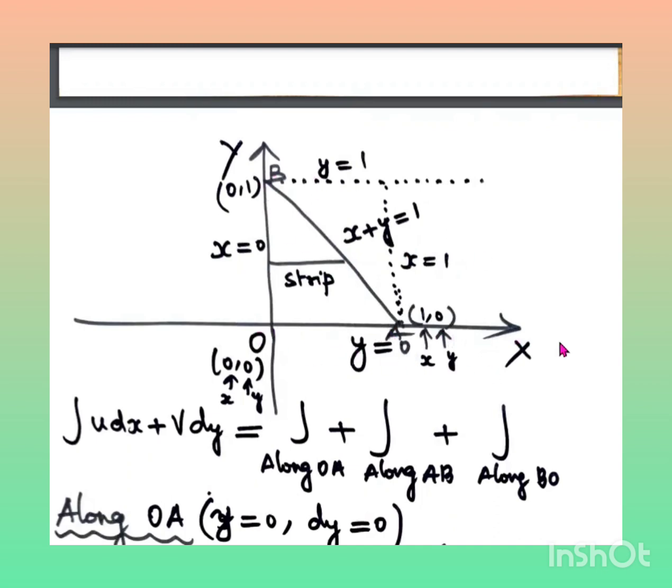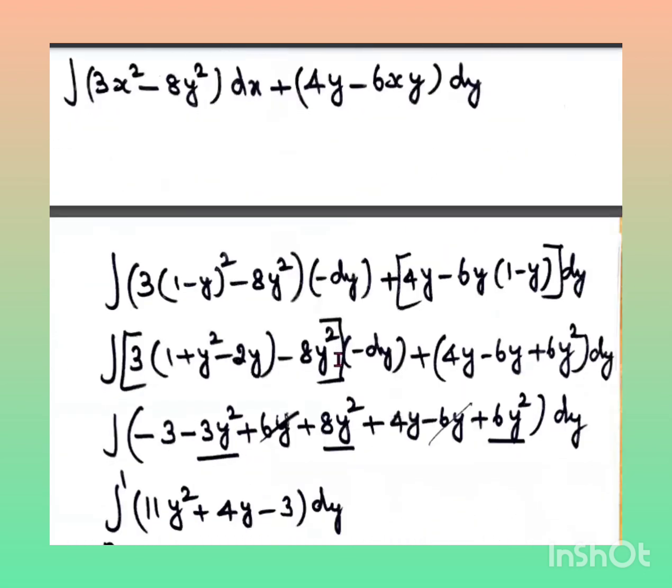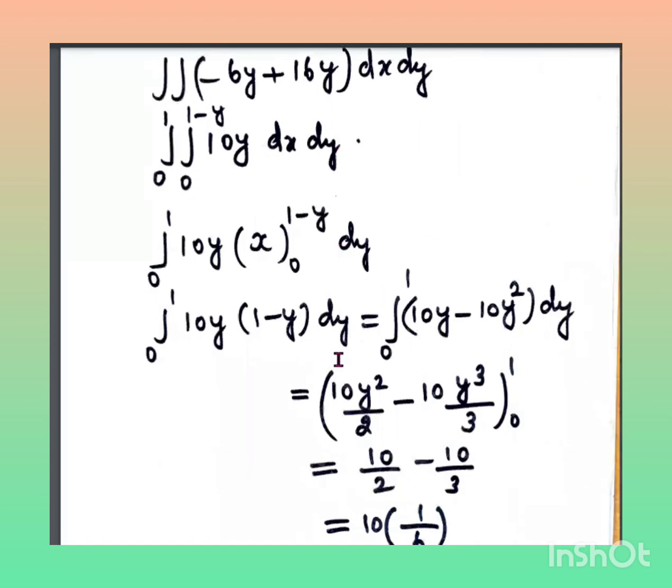Y is equal to 0 to y is equal to 1. On the x-axis, y is equal to 0, and above, from the point B, y is equal to 1. This is the horizontal path, horizontal strip. So that's why the limits are 0 to 1 and 0 to 1 minus y, double integral of 10y dx dy.